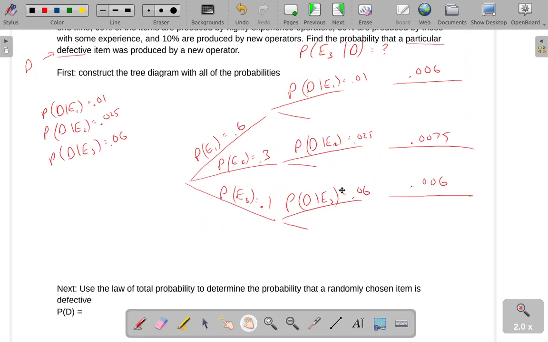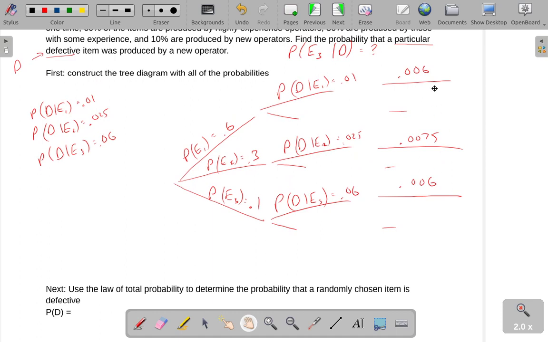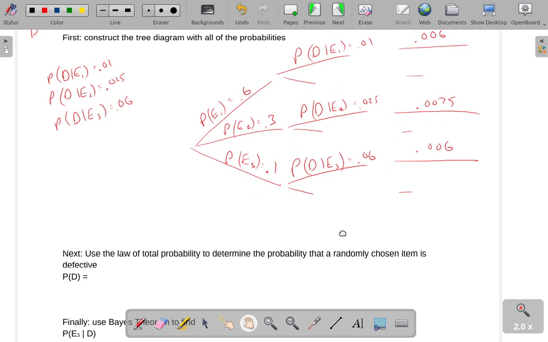So we've constructed the tree diagram. I know the instructions say to give all the probabilities, and I could figure out these other branches, but like I said, we're not going to be using those because they're not where we have defective items. Also, because we're not doing the entire tree, you'll notice these do not sum to 1.